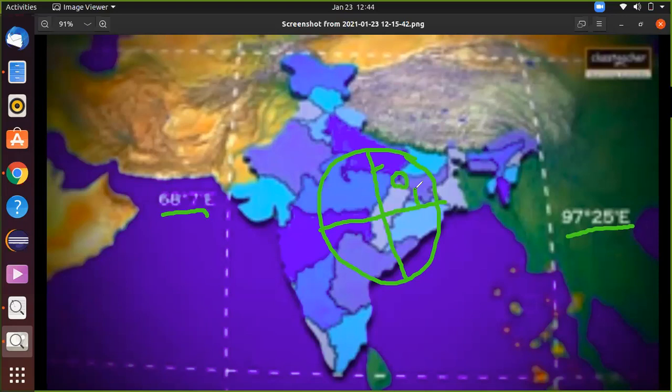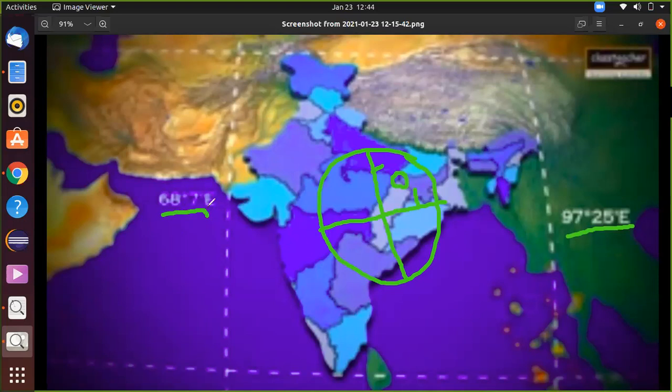That is why we say India lies at 68 degrees 7 minutes east, because it lies with reference to the prime meridian, towards the east. Similarly, with reference to the equator, India lies towards the north. So when we say the latitudinal location of India, we say north, and when we say longitudinal location, we say east.